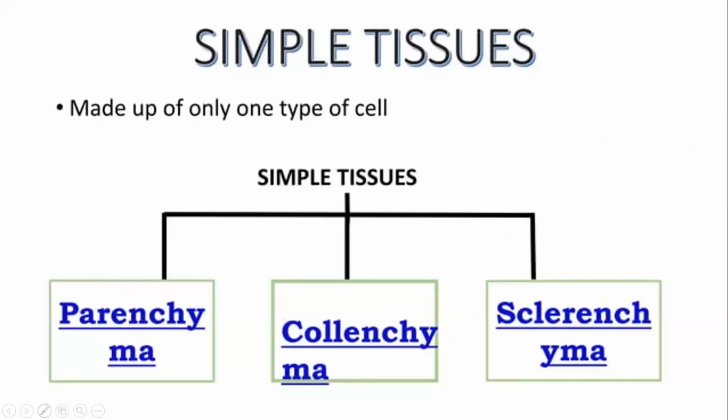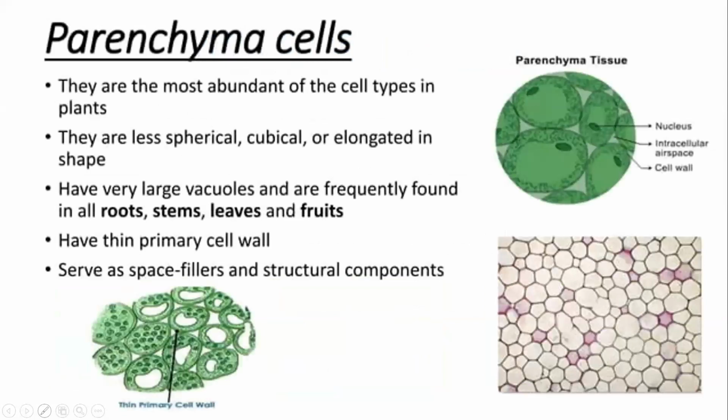Simple tissues are classified into three types, that is parenchyma, collenchyma and sclerenchyma. The first one is the parenchyma. They are the most abundant of cell types in all plants. Generally all parts of the plant are made up of parenchyma. They are spherical, cubical or elongated in shape, and they have very large vacuoles and are frequently found in roots, stems, leaves and fruits.